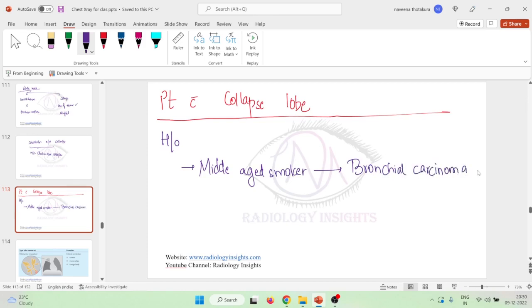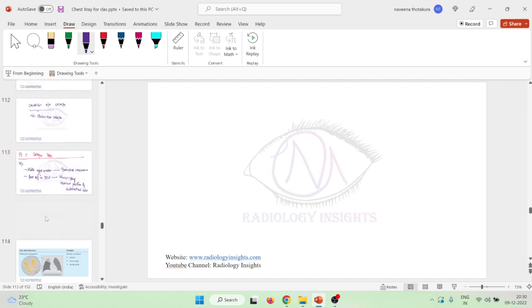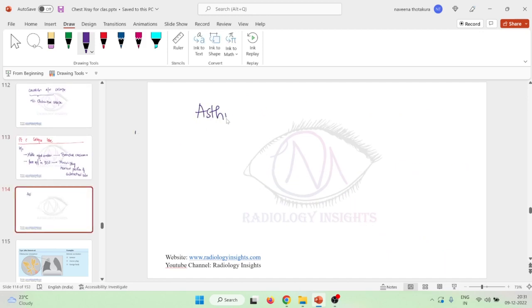Second, if the patient has undergone surgery, that is, the patient is in a post-op state or in intensive therapy or in an ICU, and has developed a collapsed lobe, always think that it can be due to a mucus plug or due to an incorrect position of the endotracheal tube.